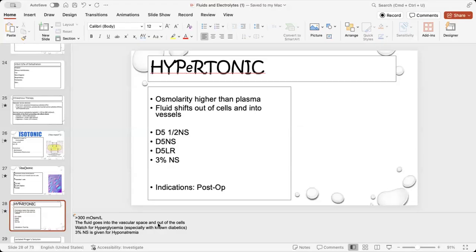And if fluid is shifting out of the cells into the vascular space, what do I have to watch out for then? Fluid overload again, right? Got too much fluid in the vascular space, it could cause me to go into fluid overload. Okay? So watch for high blood pressure, right? It can even cause pulmonary edema, right? Blood pressure goes up. Patients have a hard time breathing. So hyperglycemia, hypertension. Could happen, right, depending on the patient.